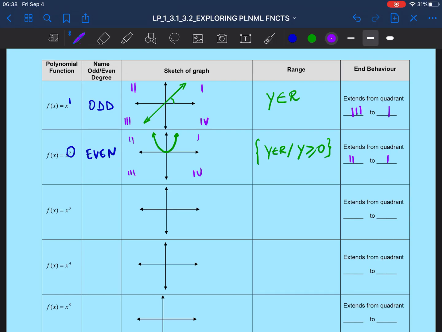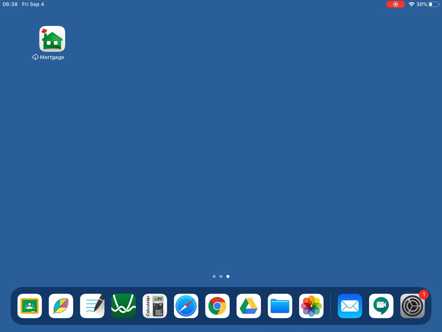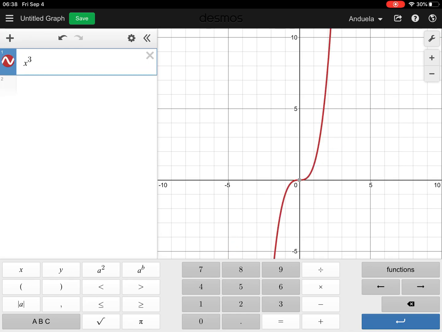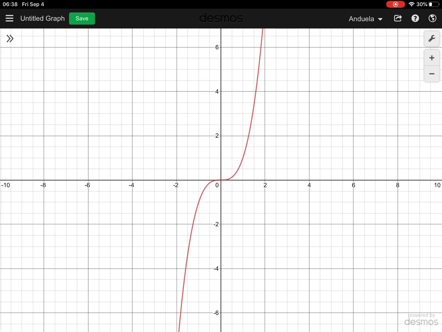f of x equals x cubed is an odd degree function, and that's because the power of x is an odd number. The graph of f of x equals x cubed, we can easily double check and see here on Desmos. x to the power of 3. Okay, so here goes the graph. So as you can see in here, it extends from quadrant 3 to quadrant 1.